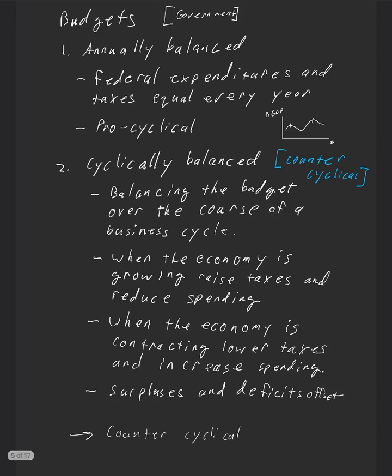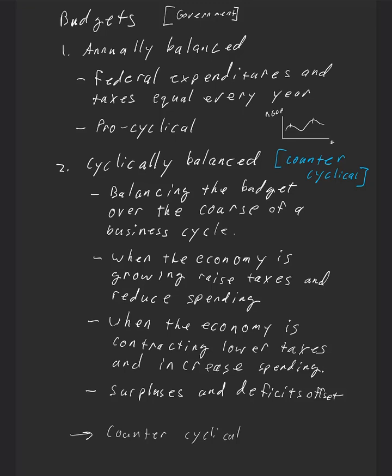So let's talk about those budgets. There are 3 ways that we conceptualize budgets, and that is annually balanced, cyclically balanced, and functional finance. An annual balanced budget means the federal government expenditures have to equal taxes every year. If they did this, this would be pro-cyclical, right? So it would move with the economic cycle. As the economy grew, we would have more to spend. We would spend more, right? So that's what I mean by pro-cyclical, going with the cycle.